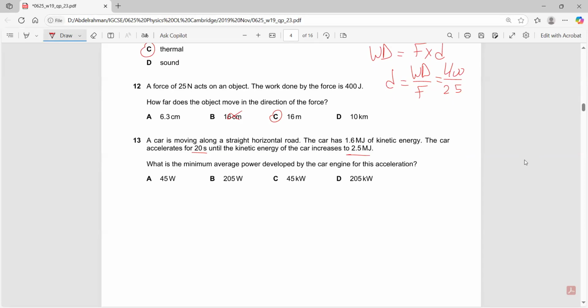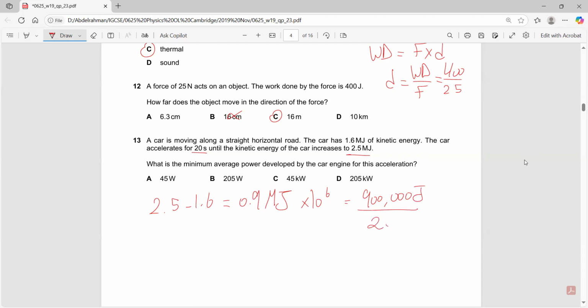What is power? It is energy over time. Can I find the change in energy? Yes, I can find the change in energy, which is 2.5 minus 1.6. This would be 0.9 megajoules. You can multiply it by 10 to the power of 6, which is 900,000 joules.